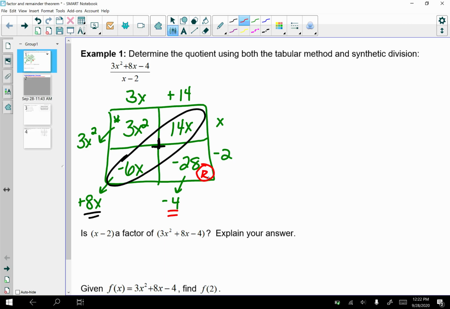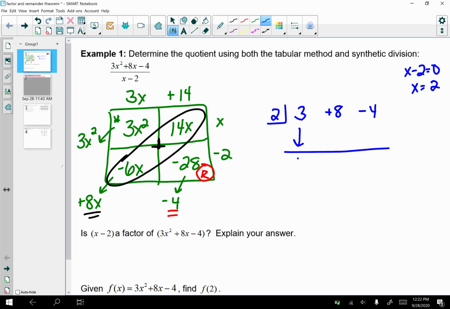So with synthetic, remember that you take your divisor, set it equal to 0 to get your 0. That number goes on the shelf. Your coefficients get lined up, and you bring down the first. Then you multiply. 3 times 2 is 6. Then we add. 8 plus 6 is 14. Then we multiply. 14 times 2, 28. Then we add. Negative 4 plus 28 is 24.